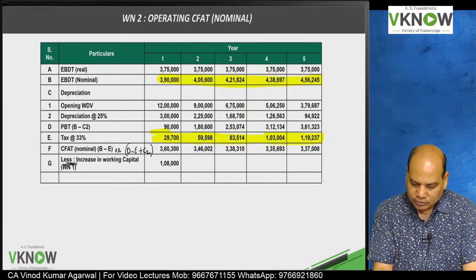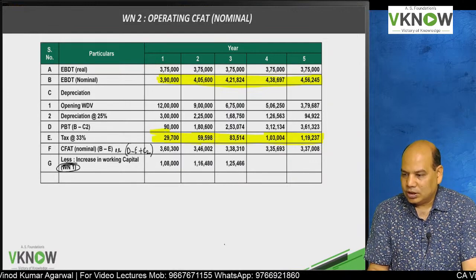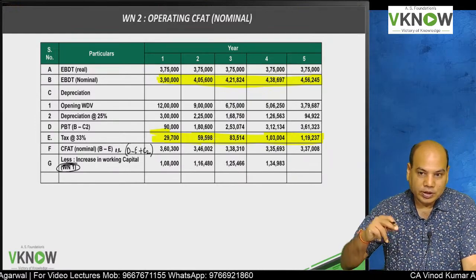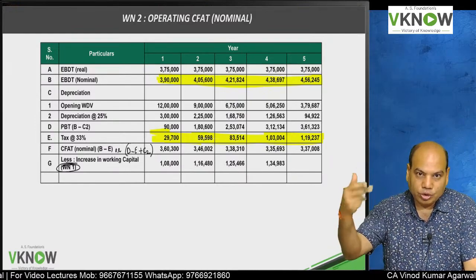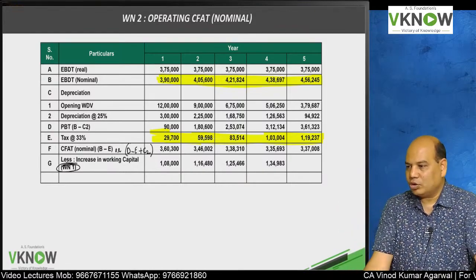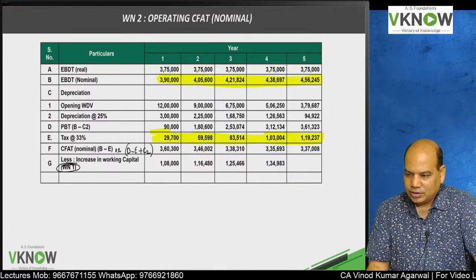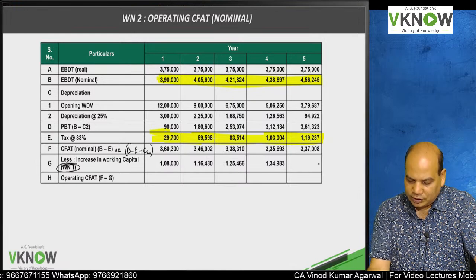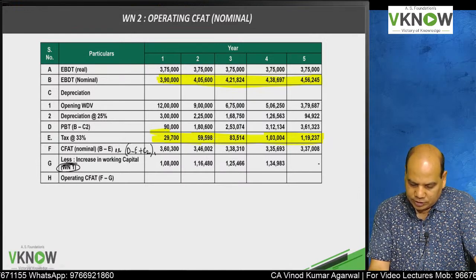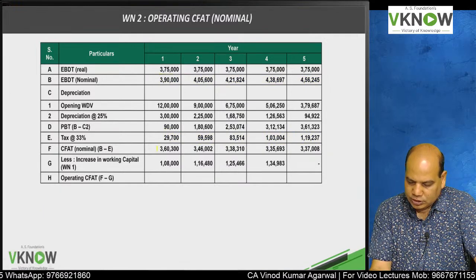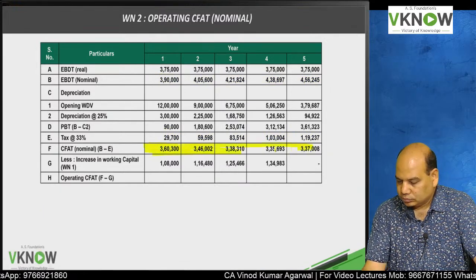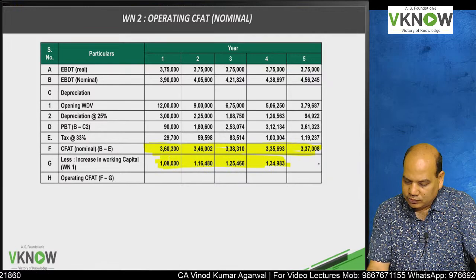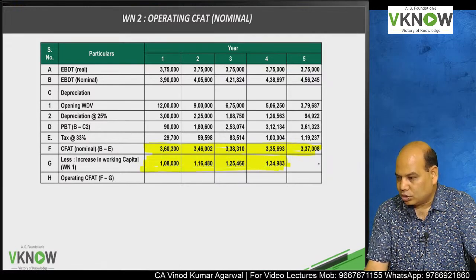Go to working note 1. Working note 1, increase in working capital, first 4 years only. What about 5th year? 5th year will be recovery. Recovery we have already written. So now write down point number H, operating CFAT. Operating CFAT will be CFAT we have computed, and I will also deduct increase in working capital. So please take the difference in these two columns.